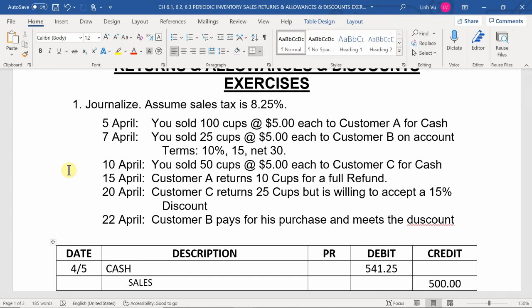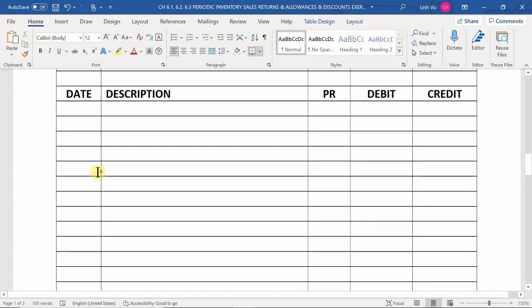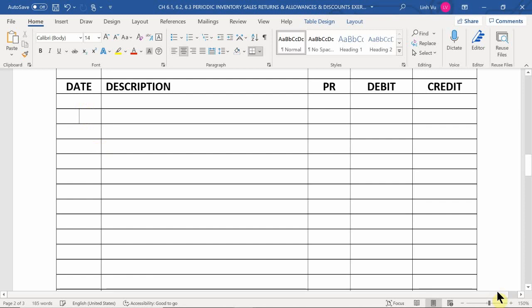So in this case, how are we going to record this? So on April 20th, sales returns and allowances. Good. The taxes? Yes, we have to give back the sales tax because we originally charged him. We originally collected it from him.